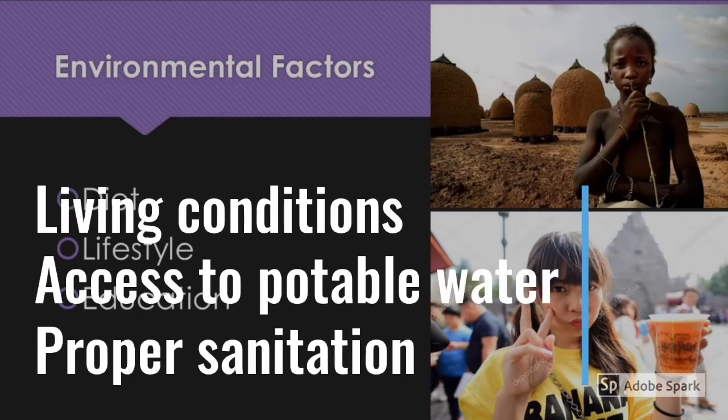Now, the last set of factors that we're going to look at that will affect Layla and Aiko are environmental factors. There are three that we will look at: living conditions, access to potable water, and proper sanitation. The content for this area runs from page 189 all the way to page 194 of your textbook. So we will look at the kind of living conditions that these two ladies experience in their day-to-day life.